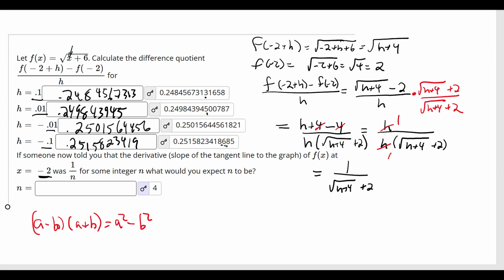So if someone told you that the derivative, the slope of the tangent line of f of x at x equals 2, was 1 over n for some integer, what would n be? Just look at where this is going in both directions. On one side we're less than 0.25, the other side we're bigger than 0.25, so it looks like it's 0.25, which is 1 over 4. So if they're saying it's 1 over n, n must be 4. That's how they get that. Okay, hope that helps.